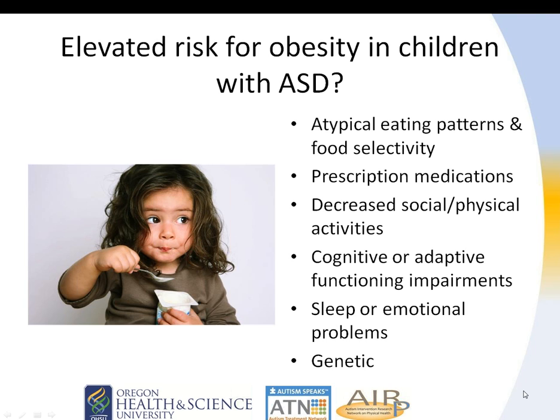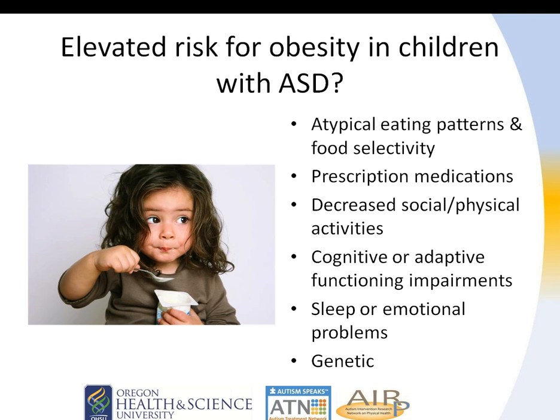In addition, many kids with autism have comorbid sleep or emotional problems, which we know are associated with increased weight gain in children in the general population. And finally, there might be some genetic risks for obesity for children with autism. For example, microdeletions at the 11p14 and 16p11 loci are associated both with increased risk for autism as well as increased risk for obesity.